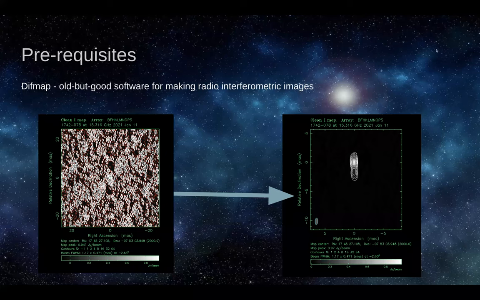But yes, so DiffMap. So basically, it's a sort of old but good software. The aim here is that it takes it from the image on the left to the image on the right. It's a bit more of an art than a science to do these sorts of things, and that's kind of the thing I want to talk about today.